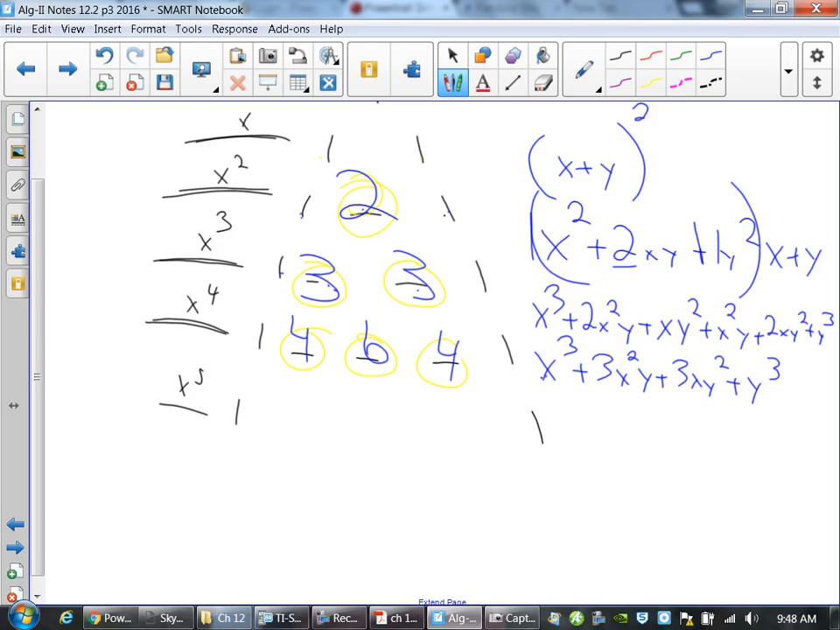Now notice, the first term is descending. The second one is ascending. Y to the 0, y to the first, y squared, y cubed. Or it's x cubed, squared, 1, 0. They're going up in opposite directions. Works all the time.